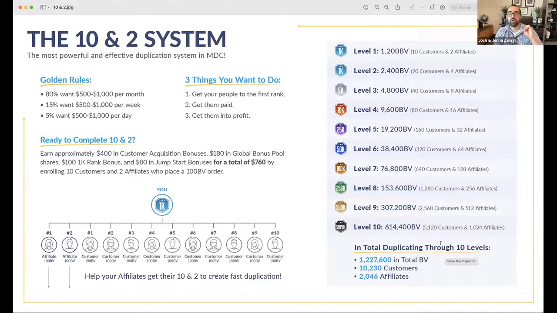And when you do 10 and 2, you're the first rank, 1K. So your team celebrates you. There's recognition. There's awards at convention. Like this is a huge deal to help everybody go 10 and 2 and hit the first rank of 1K. You're putting $760 into their pocket and you're helping them hit the first rank in My Daily Choice.